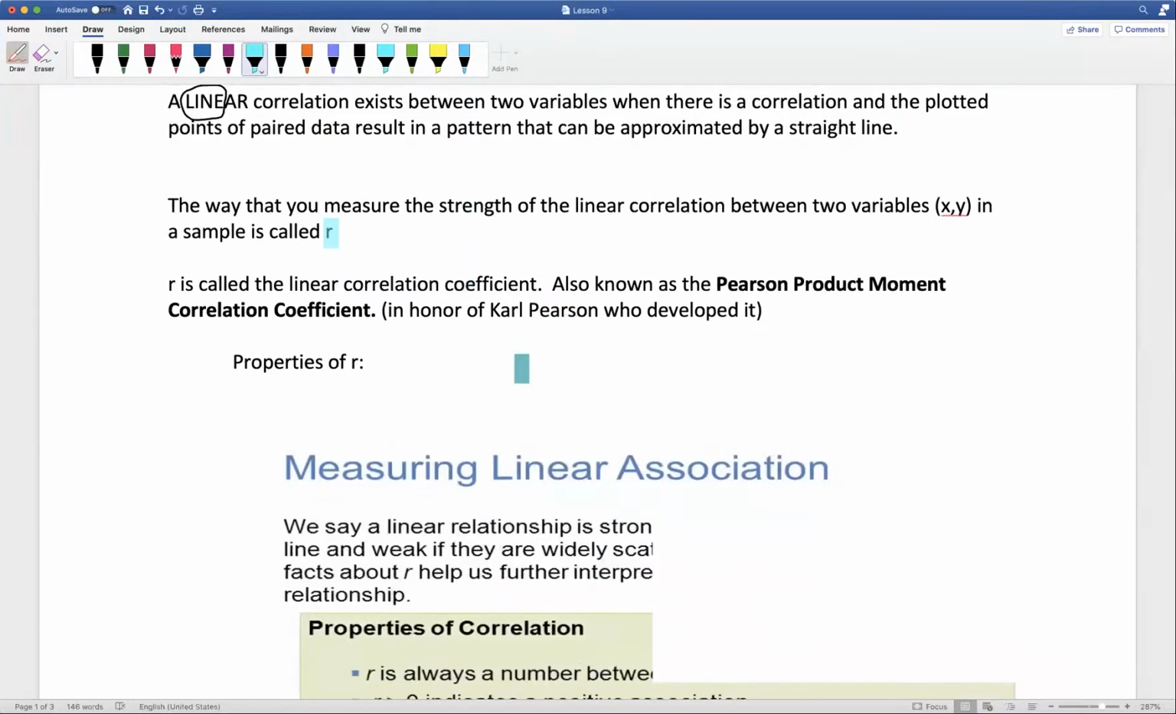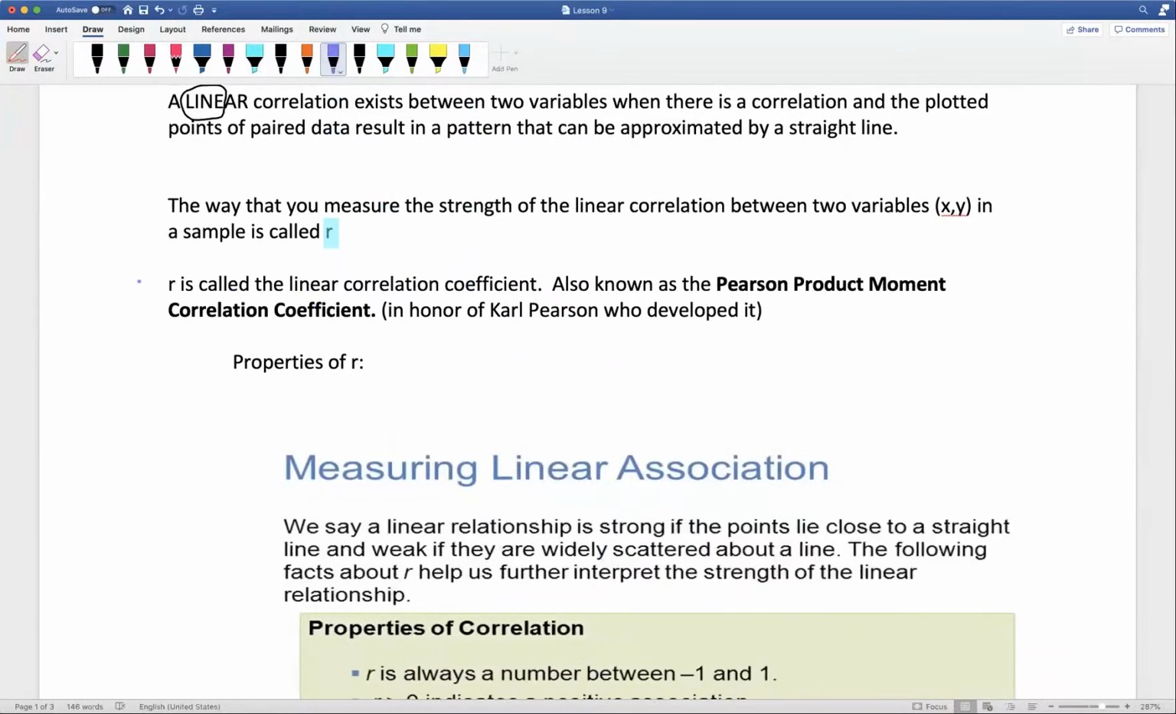Okay, so R is what we call the linear correlation coefficient, and it's also known as the Pearson product moment correlation coefficient. That's a mouthful. So instead of calling it the Pearson product moment correlation coefficient, oftentimes we just call it R. And the reason it's called Pearson is because the gentleman that developed it, his name was Karl Pearson, so we do that in honor of him.